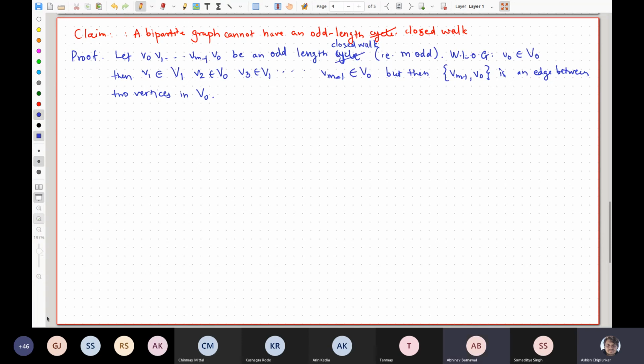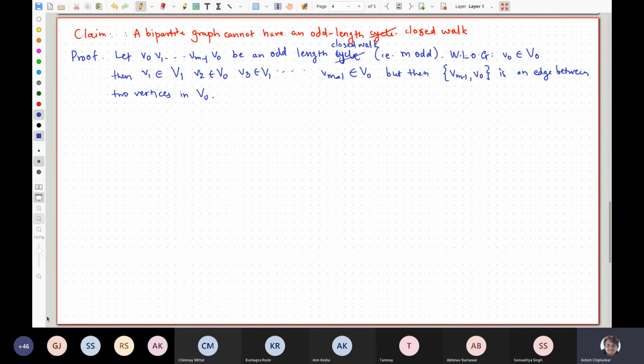Okay, let's guess. Yes, Abhinav. A single edge, only one edge, is also a closed walk, right? Only one edge is not a closed walk. If you traverse that edge twice, it is a closed walk. Oh, okay. Yeah. What else? Any idea?